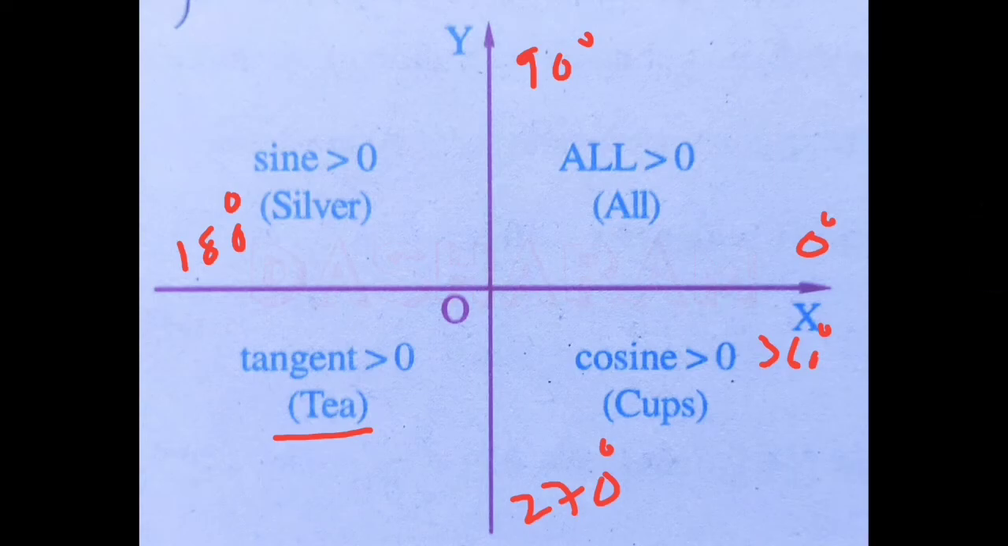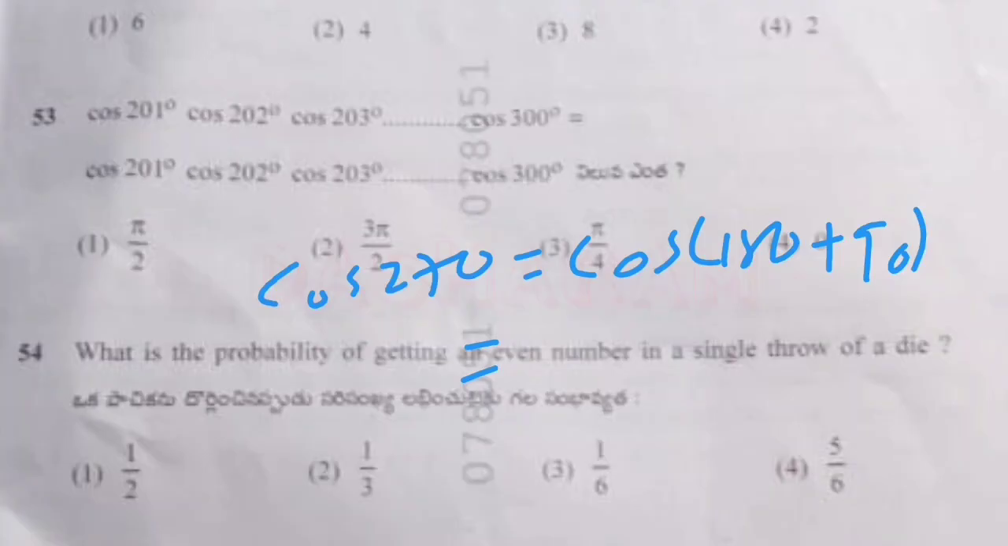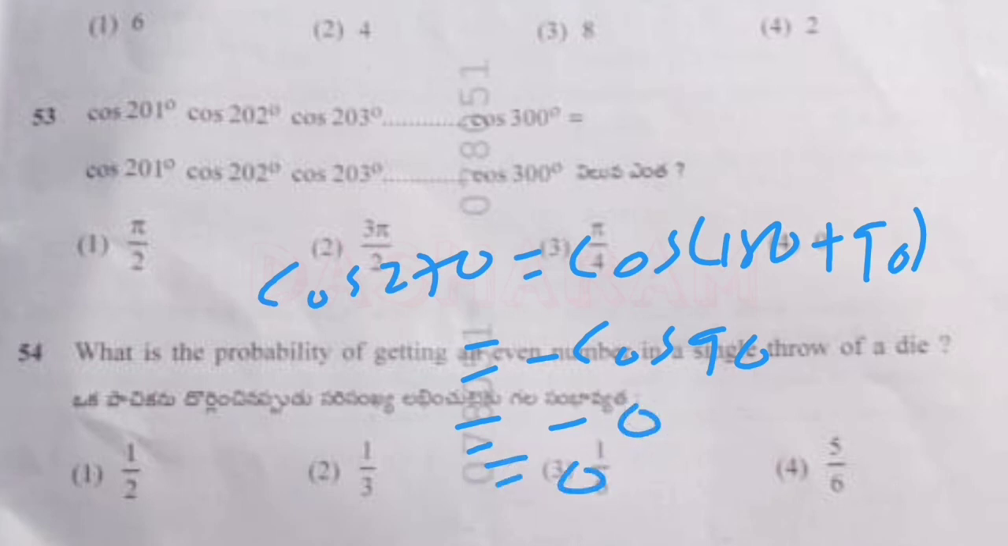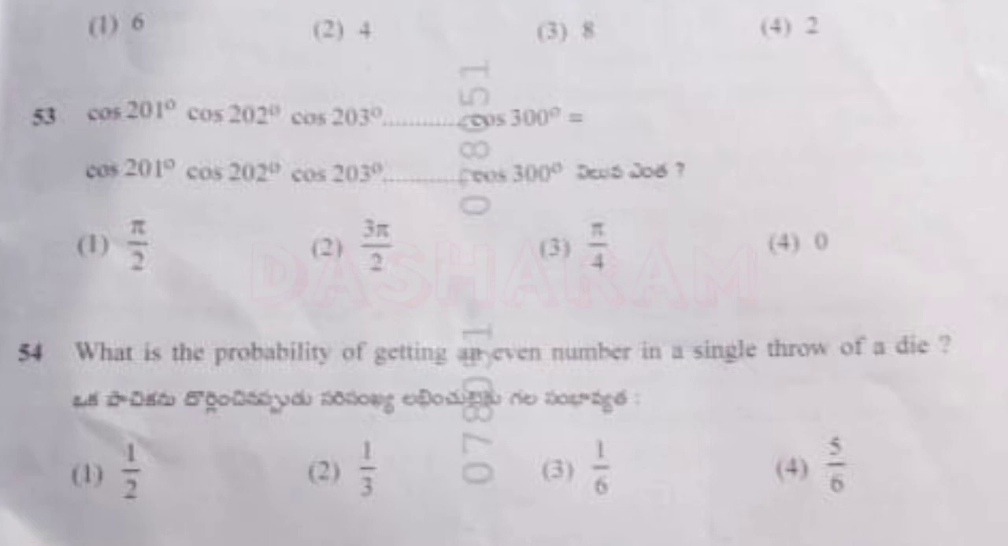So cos 180 plus theta will become minus cos theta. So it is equal to minus cos 90 degrees, that is 0. So minus 0 is nothing but 0. So option 4 is correct.